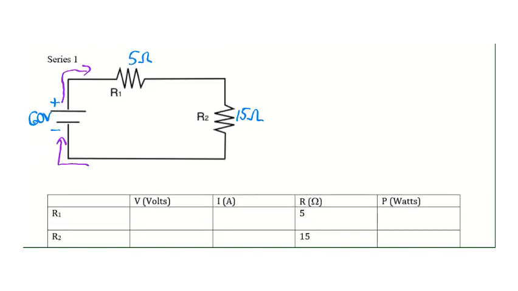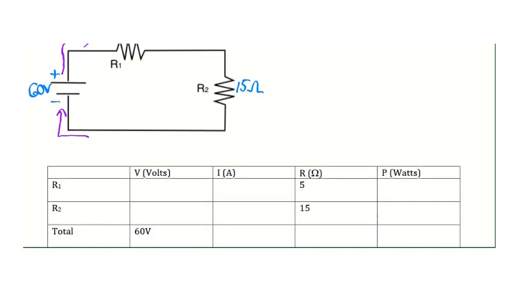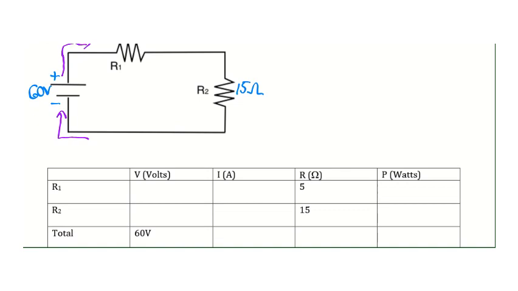So the first thing that you are going to need to do in any circuit, whether it be series or parallel, is to determine the total resistance. Now we're looking at a series circuit, so we know that resistance adds. So to get my total resistance, I simply need to add the resistance of each resistor. So I have a 5 ohm resistor and a 15 ohm resistor, which will get me a total resistance of 20 ohms.